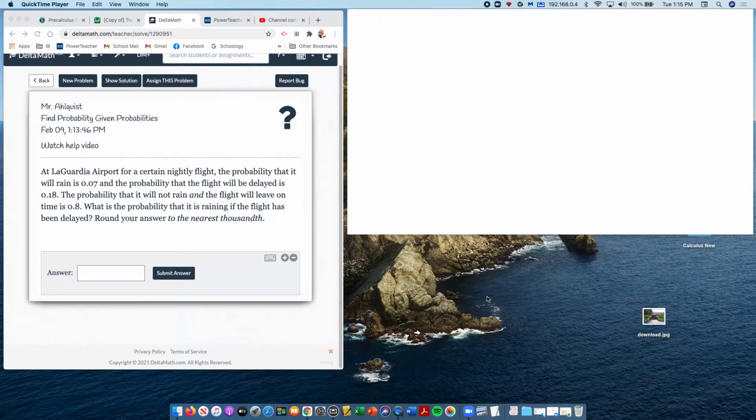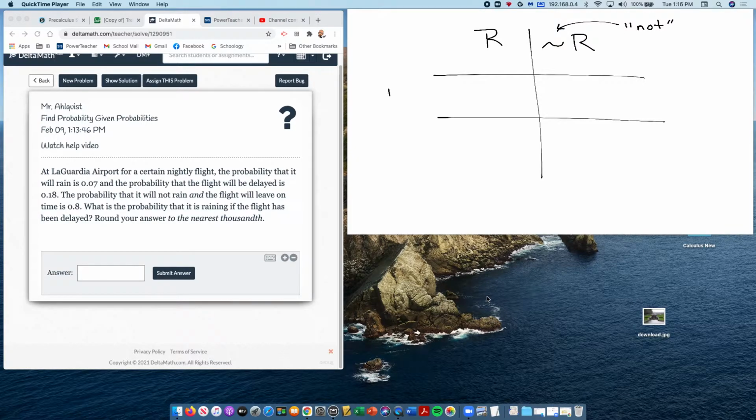So in this, we could do it a couple different ways, and I'm going to do some simplifying on this. So we're going to talk about it's either raining or it's not raining. So that little symbol right there means not. Okay, so it's either raining or it's not raining. It's either delayed or it's not delayed. Okay, so just the same kind of thing, that's just a symbol.